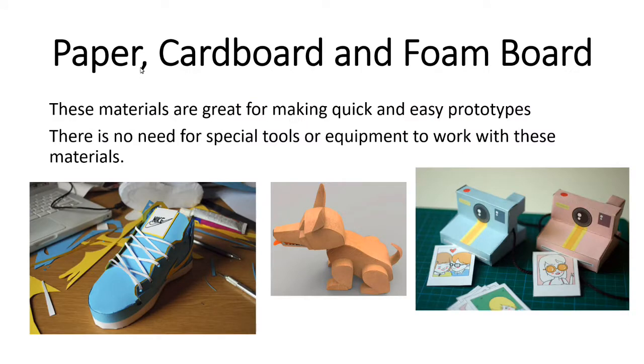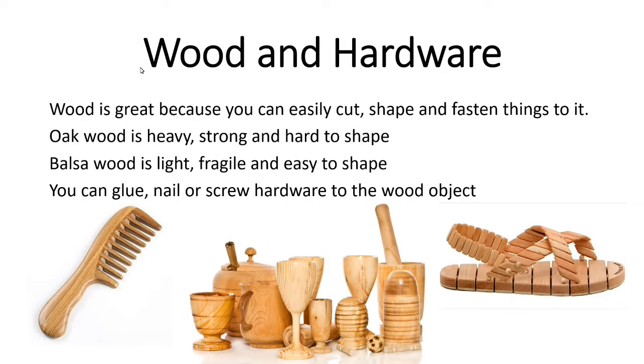So you can shape it into pretty much anything. Paper, cardboard, and foam board. These are materials that are great for making quick and easy prototypes. There is no need for special tools or equipment to work with these materials. So obviously, that shoe is not going to be a functional shoe, but it gives you the general idea of how it's going to look. So these are great for prototypes you can take a picture of and give the look and feel of the product.